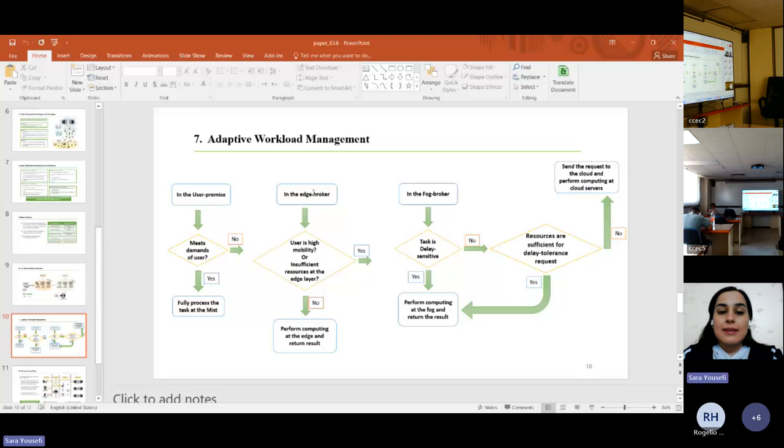However, since the preference is for high mobility device processing with MEG, in scenarios with high device mobility or insufficient resources at the edge layer, the task is forwarded from the edge broker to the fog broker. The monitoring component assesses whether the task is highly sensitive to delay or if the required resources are less than 70% of the available resources in fog nodes. If these conditions are met, the task is processed on fog nodes. Otherwise, the task is forwarded to the cloud gateway, and after processing by the cloud server, the result is returned to the device.